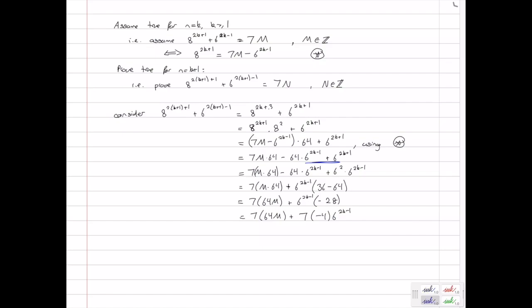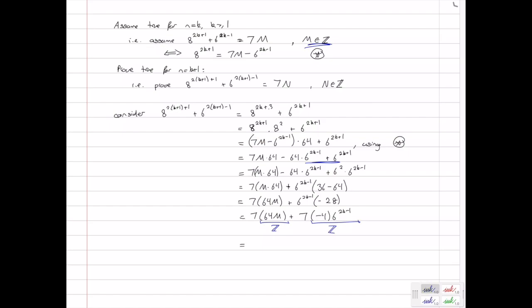Now let's have a look. We have this term here. This is an integer, and the reason it's an integer is because m is an integer. We assume that in our inductive hypothesis right here. M is an integer, so we've already assumed that. 64 times an integer is going to be an integer. So this thing is an integer. We also have negative 4, another integer, multiplied by some power of 6, which is an integer. So this whole thing here is an integer as well.